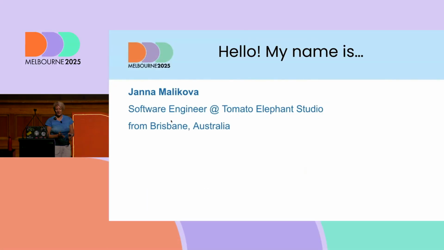My name is Janna Malikova. I'm from Brisbane, Australia. I worked with .NET and SharePoint and moved to open source about 10 years ago with React.js and Drupal and WordPress CMS. And about 6 years ago, branched out on my own as an independent consultant with Tomato Elephant Studio.